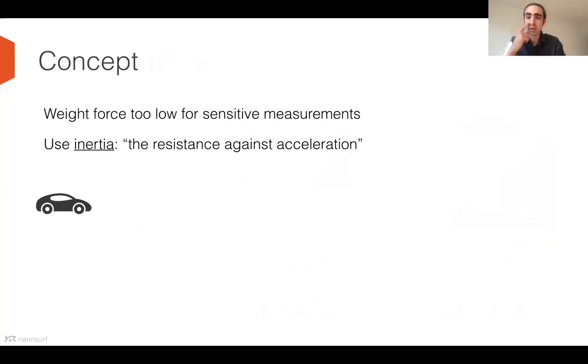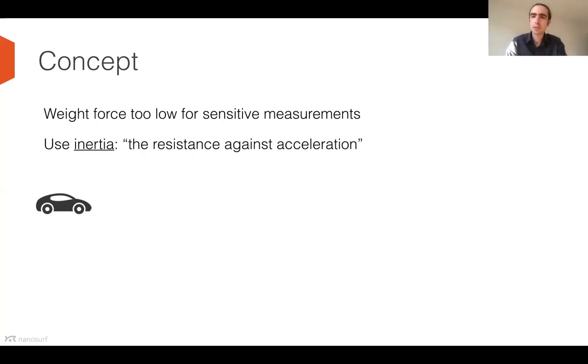So if you want to measure a single cell in a liquid, you can't really do that with weight force. So what you're going to do instead, or we have done so, is to use inertia. In effect, not the gravitational mass, but the inertial mass. What does that mean? Well, mass boils down to the resistance against acceleration. So if you have a heavy object, it is hard to accelerate it. That is, hard to make it move fast, let's say, or stop it, in fact.